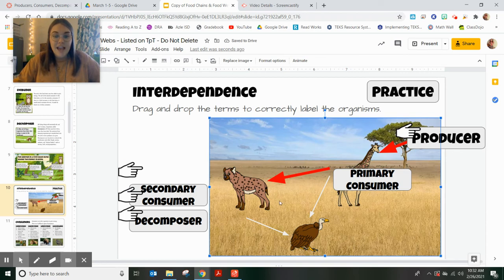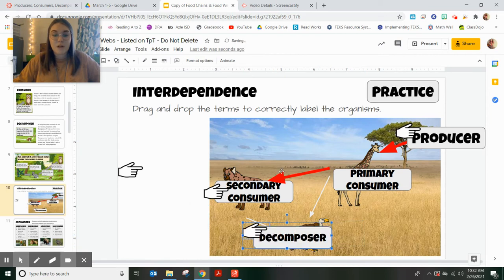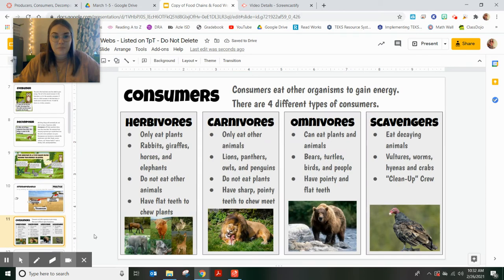So then after this, what would you have? The hyena ate the giraffe. So what is the hyena called? The secondary consumer, right? And then this vulture is called the decomposer because once the hyena dies, it will eat the decomposer. So here are the 4 different types of consumers.